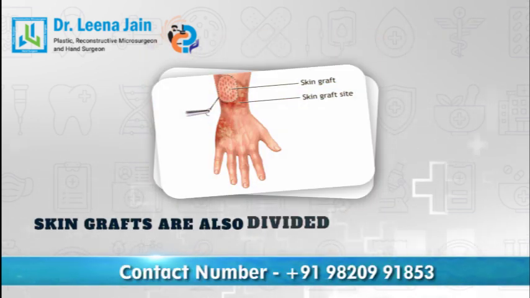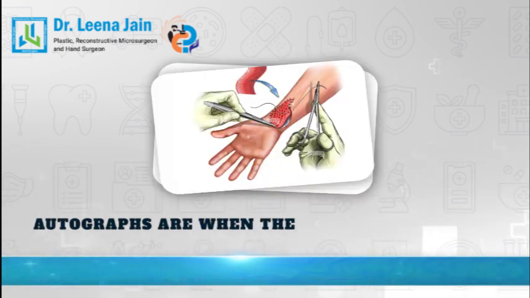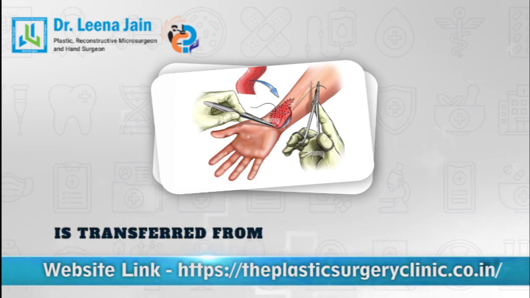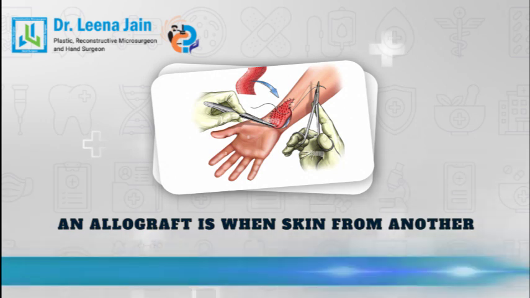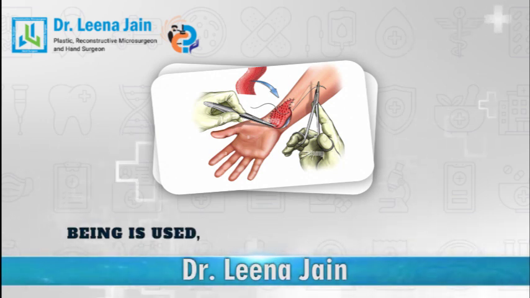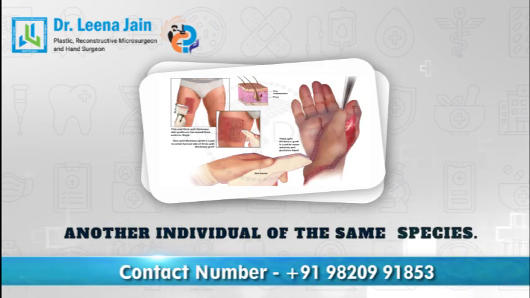Skin grafts are also divided into autografts and allografts. Autografts are when the skin from the same person is transferred from one part to another, and allograft is when skin from another human being is used, or from another individual of the same species.